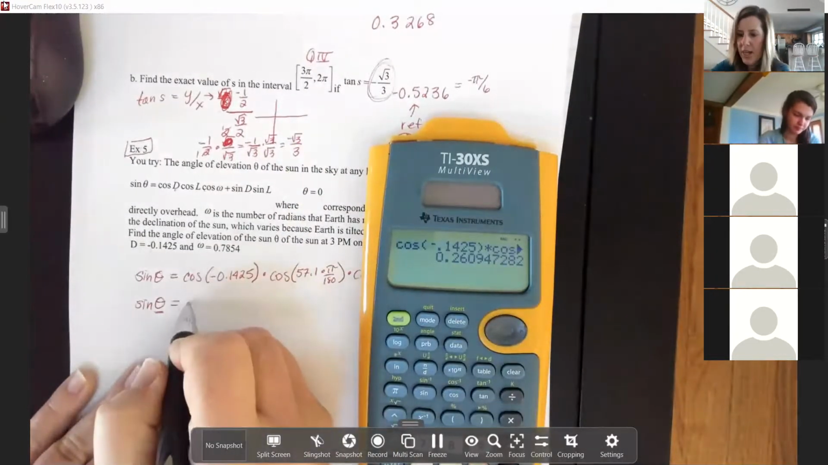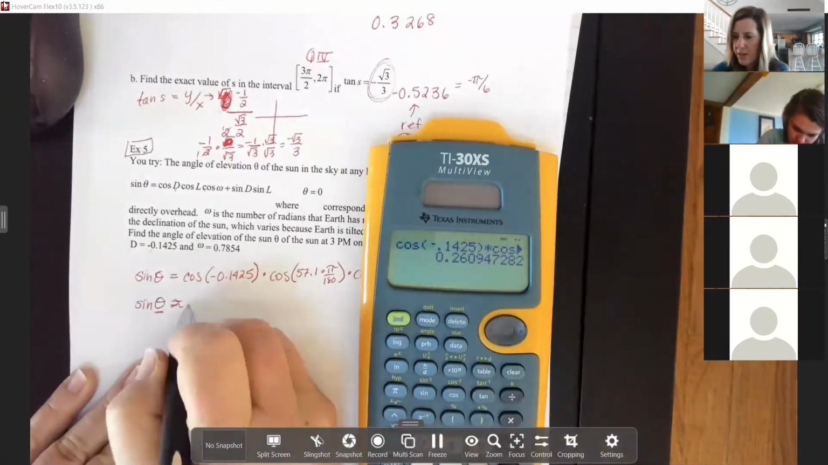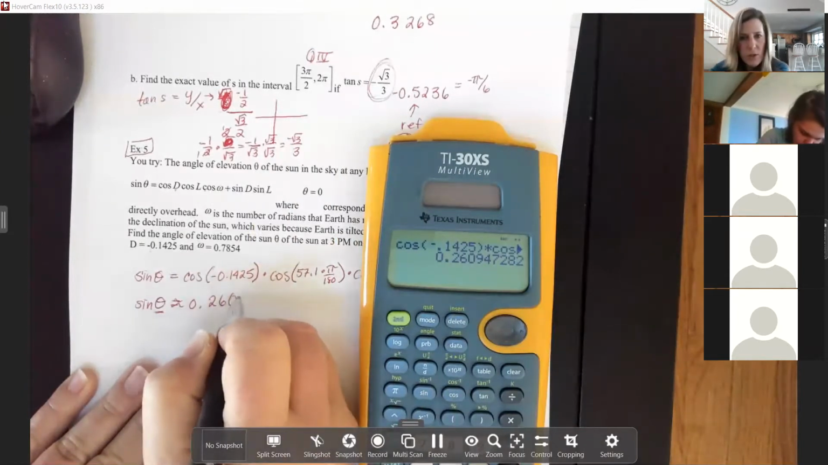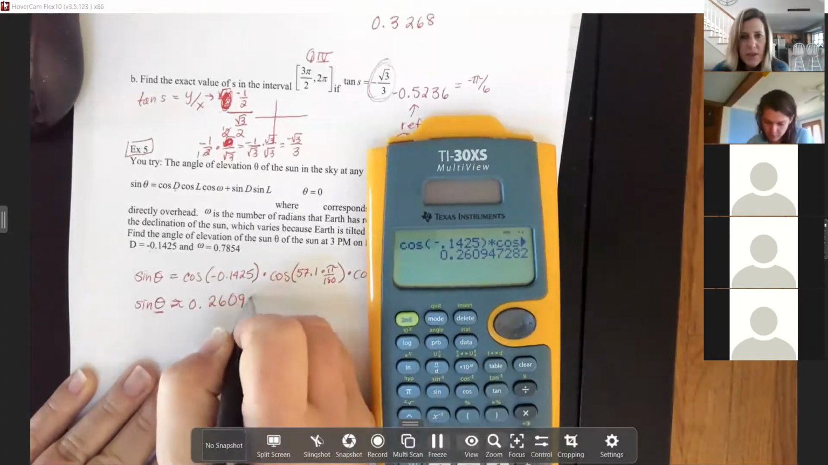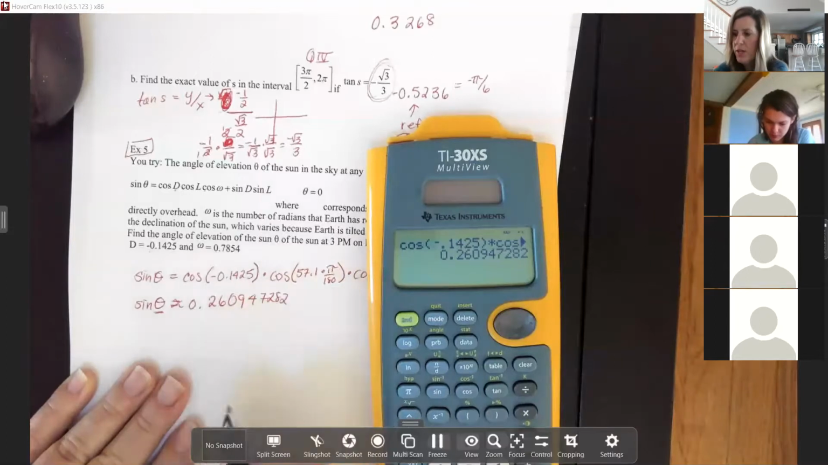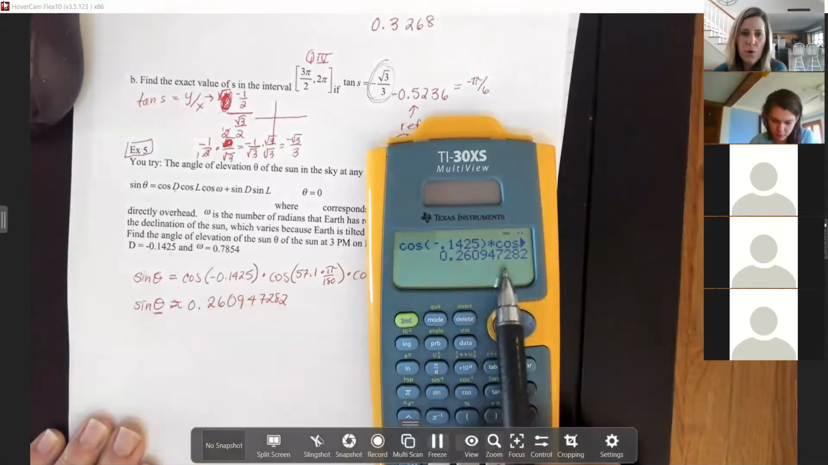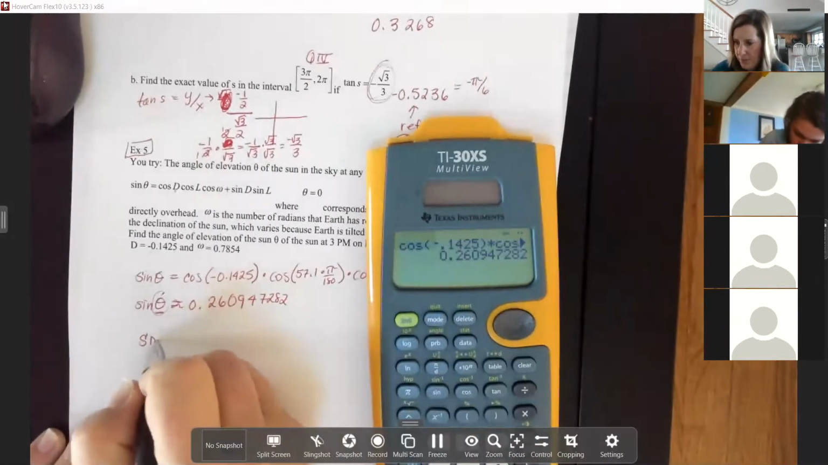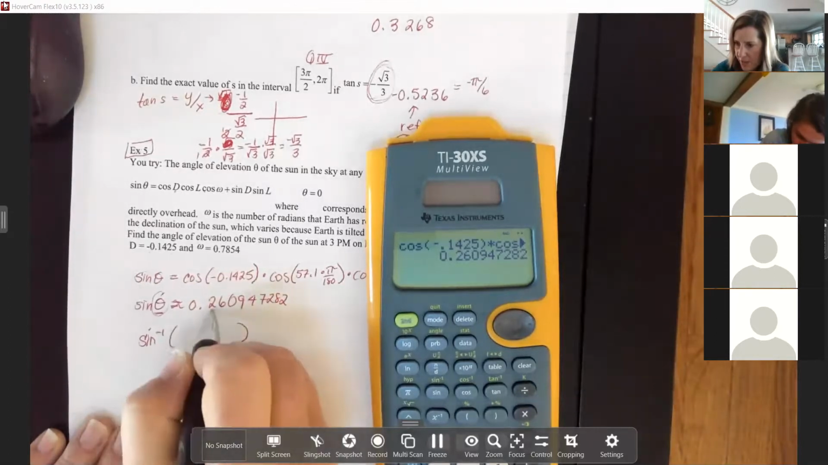Now I'm going to write that down here, an approximation, but I'm going to leave that whole thing in my calculator. You should have about 2609, actually, I'm going to write everything, 47282. So I don't really want to round anything till the end. So I'm going to leave the whole thing in the calculator. And how do I get theta? I hit inverse sine of that equals theta.